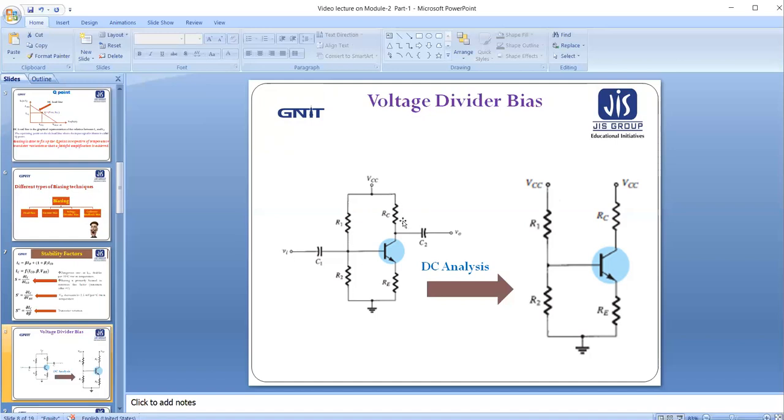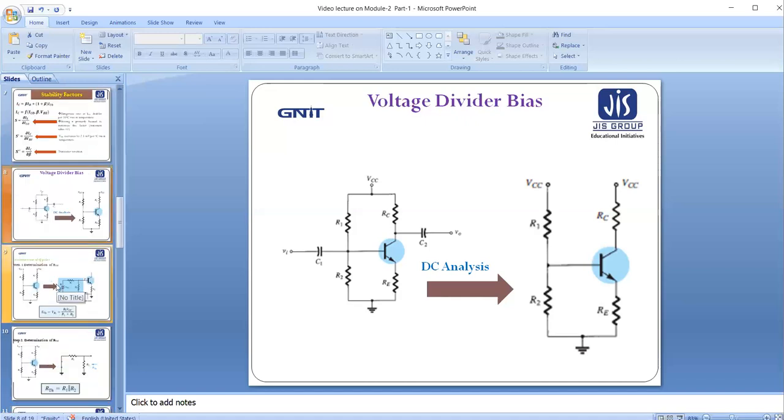Now the R1, R2, RC, RE, this resistive network actually develops the biasing circuit. And due to this special arrangement of R1 and R2, this is called the voltage divider bias. Because in electrical engineering, you have studied that this specific arrangement of R1, R2 provides the voltage divider circuit. So this type of biasing is called the voltage divider bias. For the DC analysis, you will see that there are no capacitors present. So it is a purely DC circuit.